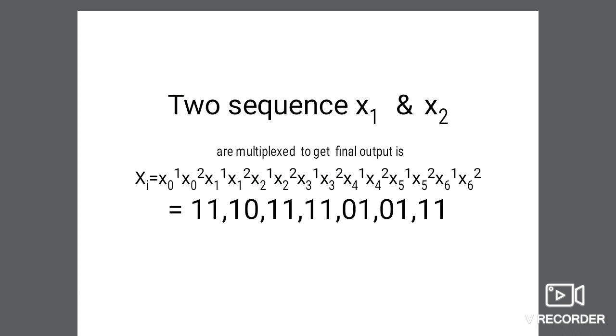For the two sequences we have two outputs, so the output x is x0^(1) x0^(2), x1^(1) x1^(2), x2^(1) x2^(2), x3^(1) x3^(2), x4^(1) x4^(2), x5^(1) x5^(2), x6^(1) x6^(2). That means 1 1, and again x1^(1) is 1, and x1^(2) is 0, and 1 1, 1 1, 0 1, 0 1, and 1 1. It is the convolution encoder output.